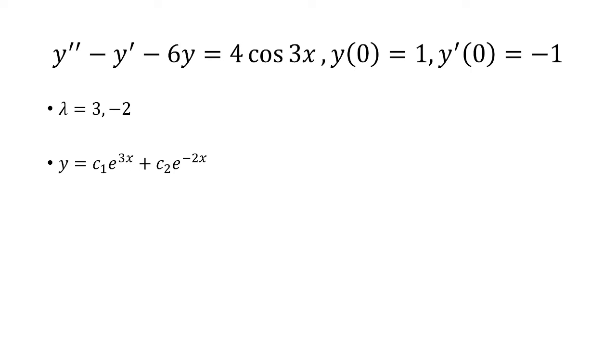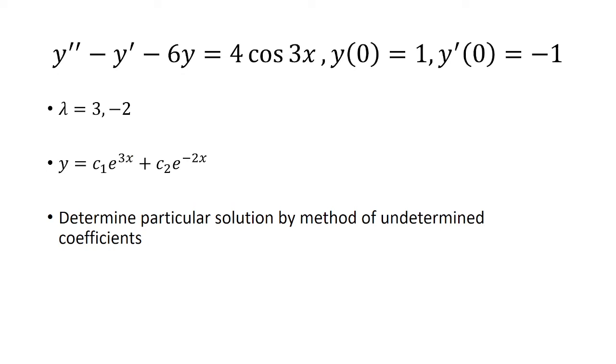So now we can come up with a solution, which is y equals c1 times e^(3x) plus c2 times e^(-2x). And so the lambdas here are just the exponents of e. But now we want to find the particular solution by method of undetermined coefficients.